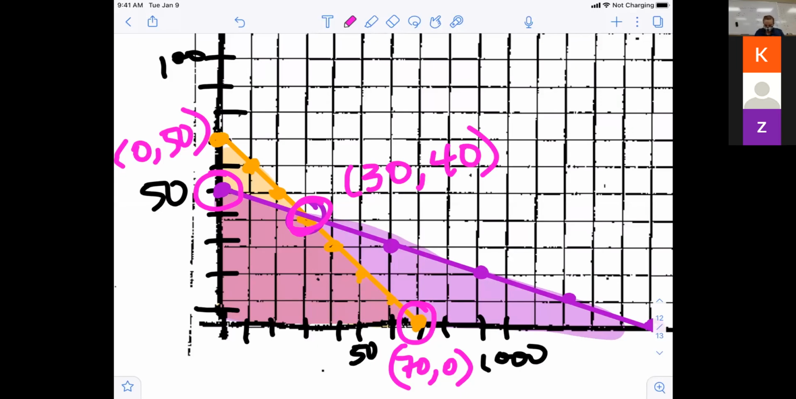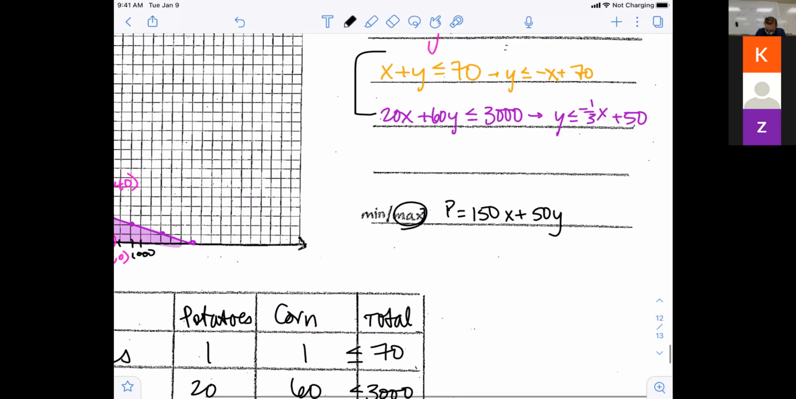All right, let's do right side of the room. Can you guys check 0, 50? Right side of the room, can you guys check 30, 40? And I'll check 70, 0. And then we'll be done with this because we'll know the answer. So again, we're finding our profit. We're doing 150 times x plus 50 times y. So we're checking 0, 50. We're checking 30, 40. And I'm checking 70, 0.